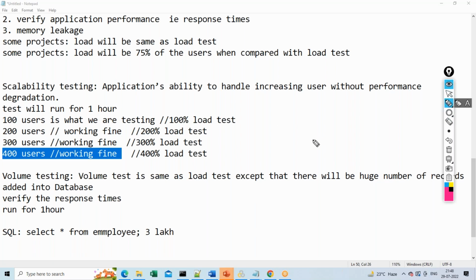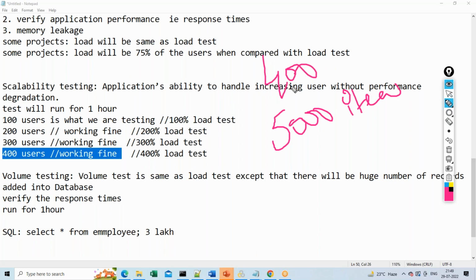We will gradually increase and tell where exactly the problem is coming. So recently, only 10 days back, there was a requirement for me to test for 5,000 iterations. That's the max they said, and the minimum they gave was only 400. Now they asked me to run these two tests, 400 and 5,000. I ran 400. It went well. They asked me to run 5,000. I said I won't run 5,000.